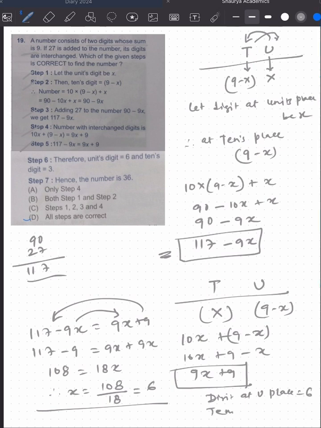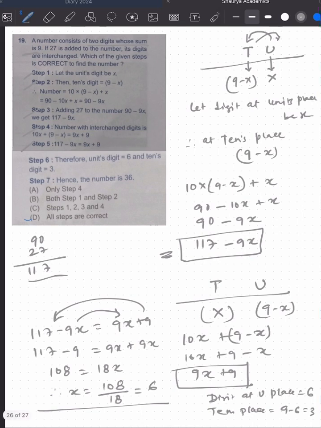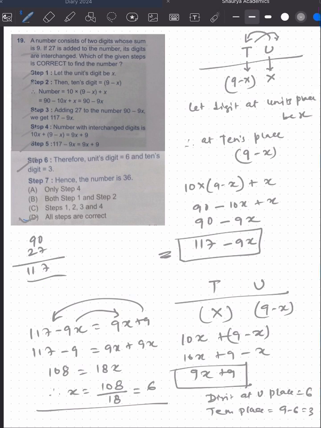Tens place pe kya aa jayega? 9 minus 6 equal to 3. Yes, step 6 is correct, and hence all the steps are correct. D is your answer. Okay.